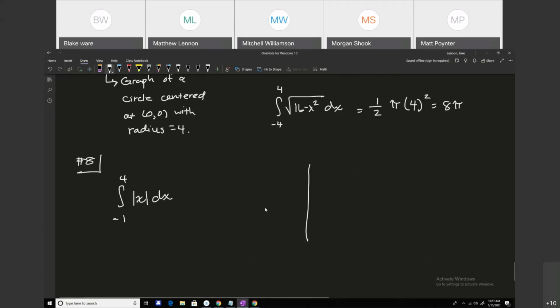So if you're graphing y equals the absolute value of x, it just looks like this. So -1 and then 4. So we've essentially just got 2 triangles to add up. So again, the first triangle has a height of 1 and a base of 1, and triangle number 2 has a base of 4 and a height of 4.